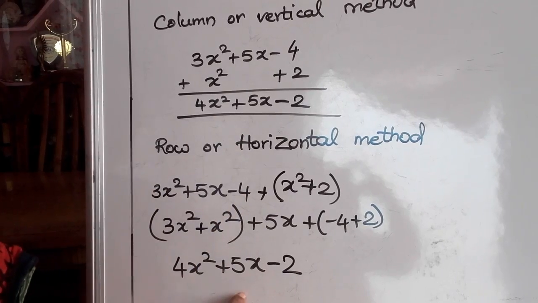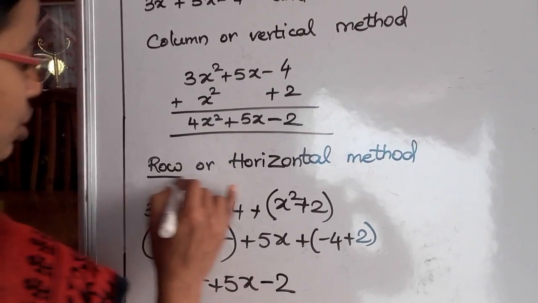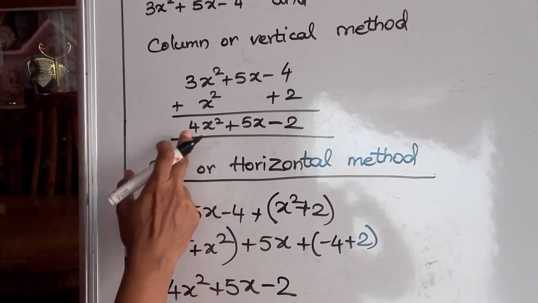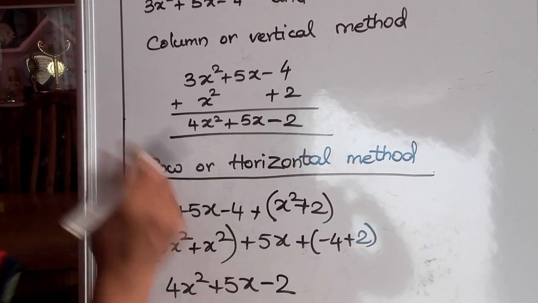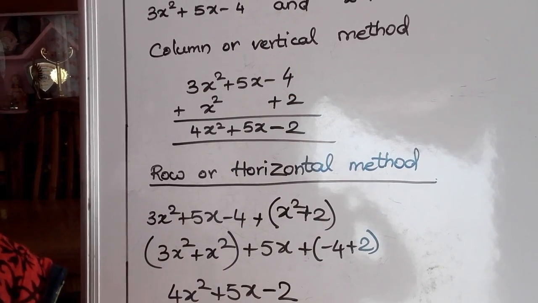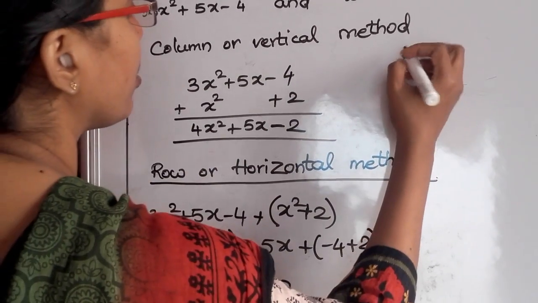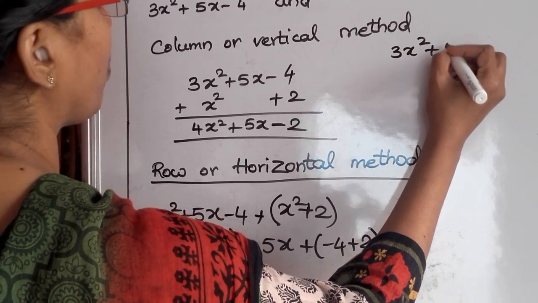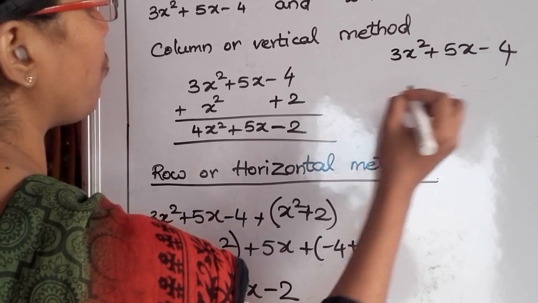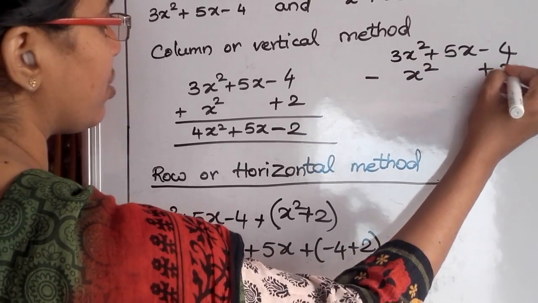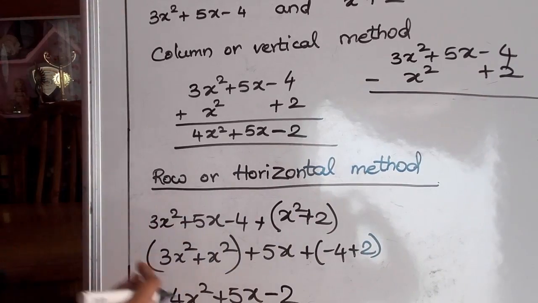Did you get the same answer? Yes. So whichever method you are using, when we are adding, the answer we got is 4x square plus 5x minus 2. Now the same two expressions we are going to subtract. So let's write here 3x square plus 5x minus 4 minus x square plus 2. Subtraction we have to do.